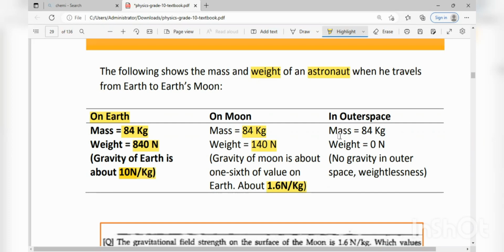What if this man goes to outer space? The mass will remain the same. The mass does not change. Now, guess what? Outer space doesn't have any gravity. So if the gravity is 0, when you multiply anything by 0, it's 0. So the weight of this man will be nothing, but the mass will be the same. The mass is not affected, but the weight is affected depending on its location.